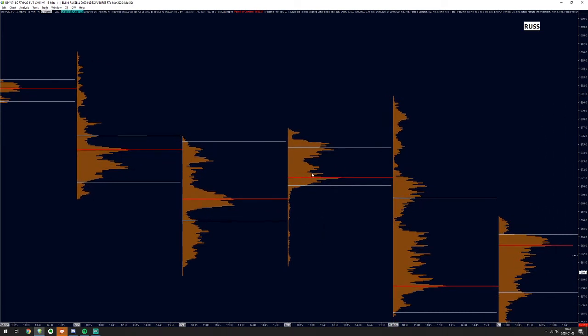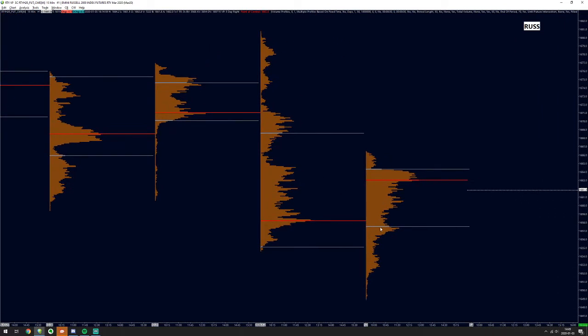This would be a double distribution day. So this is a day where we have a distribution up here, separated, so it's a high volume node, separated by a low volume node right here, separated by the high volume node right there. So that's a double distribution day.